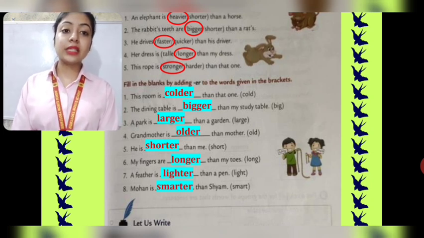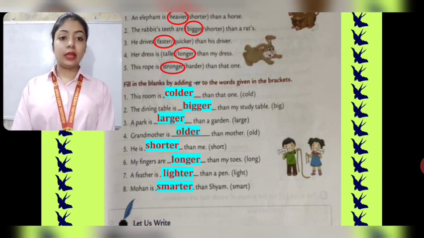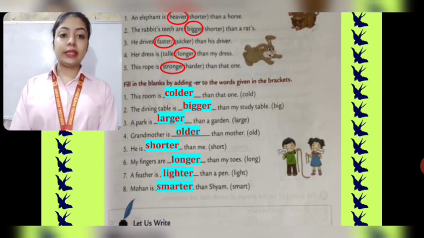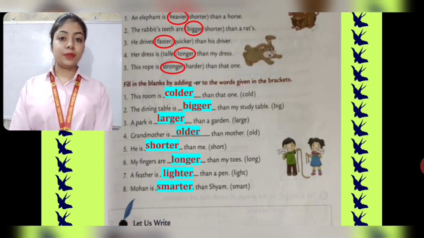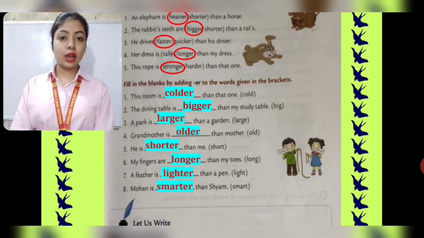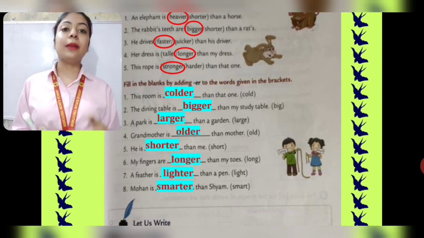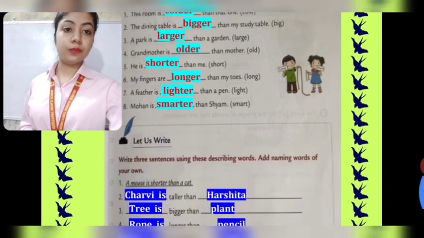Sixth, my fingers are dash than my toes. Long is given to you. You will write longer. My fingers are longer than my toes. A feather is dash than a pen. Light is given to us. You will write lighter. We will make it comparative form. A feather is lighter than a pen. Eighth, Mohan is dash than Sham. Smart is given. We will make it smarter. Mohan is smarter than Sham. So this was your B exercise. By adding ER, we make it comparative form.